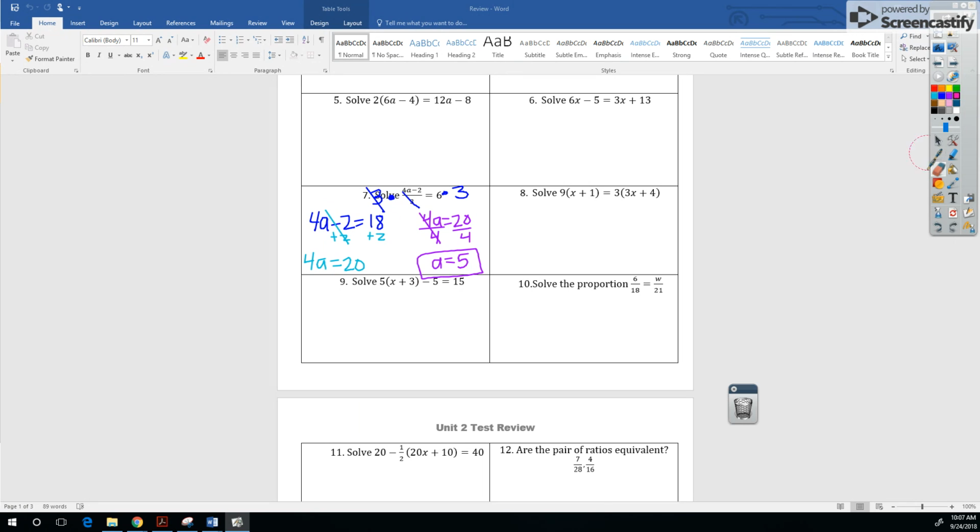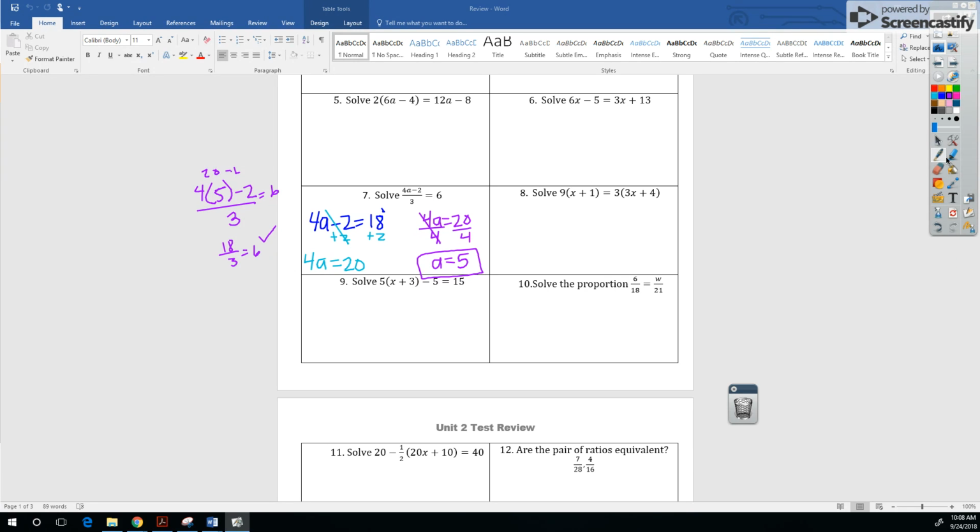Let's check my answer just to be sure, since this was kind of a hard problem. Plugging it back in, 4 times 5 minus 2 divided by 3 equals 6. 4 times 5 is 20. 20 minus 2, 18. 18 divided by 3, 6. It works.